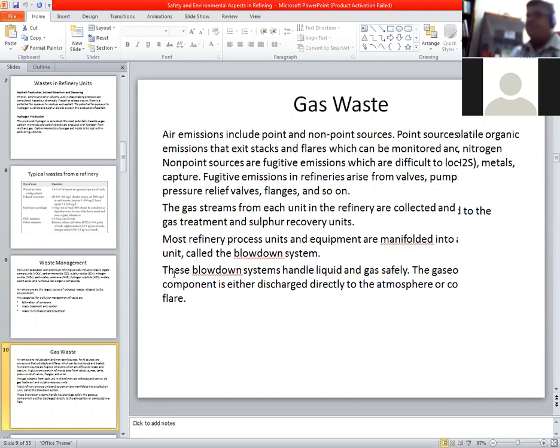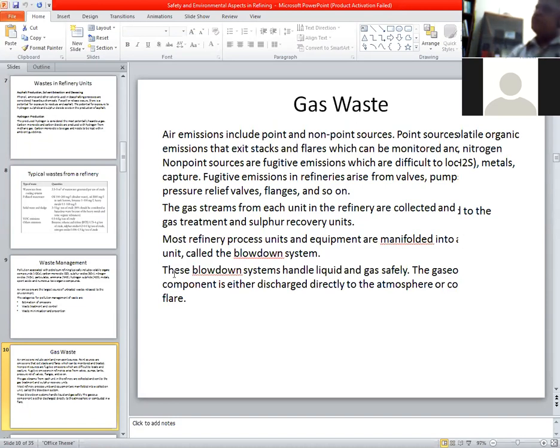Okay, so now we'll go one by one on how to do the estimation. Please, as I told you in the beginning, take your own exercise book, pen, and calculator. We'll do some calculations. Gas waste: you already know what the gas wastes are, right? We said hydrogen sulfide, then carbon monoxide, carbon dioxide, SOx, that is sulfur dioxide, or nitric oxide, or nitrogen dioxide, etc.